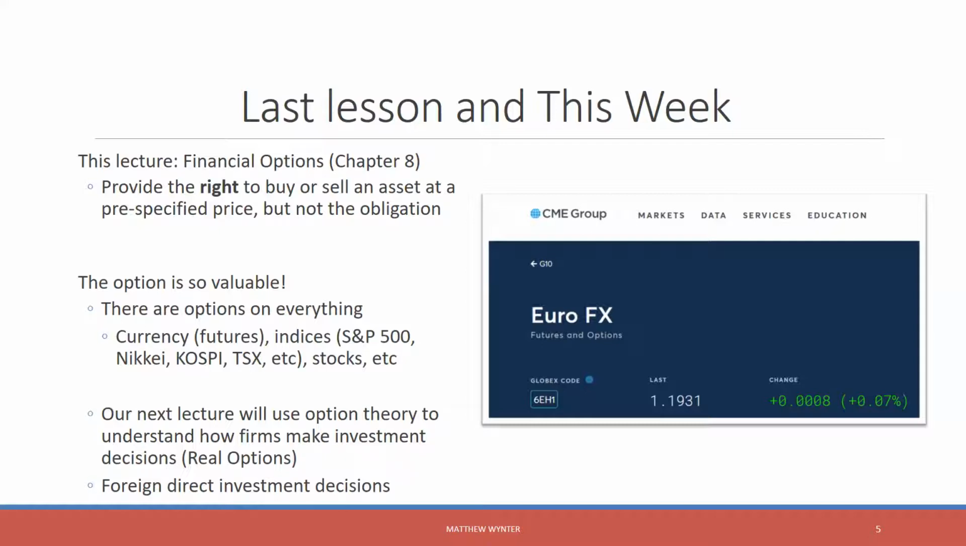And we're going to look at options primarily on currencies, but there are options on everything. There are options on currency futures. So this is from the CME group. The clip here is, again, a Euro FX future and options market. There are options on indices. There are options on stocks. There are options on ETFs. So there are options on everything.